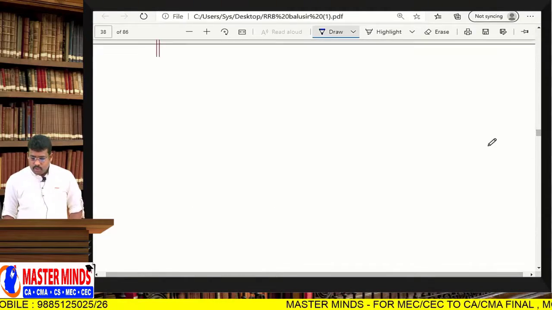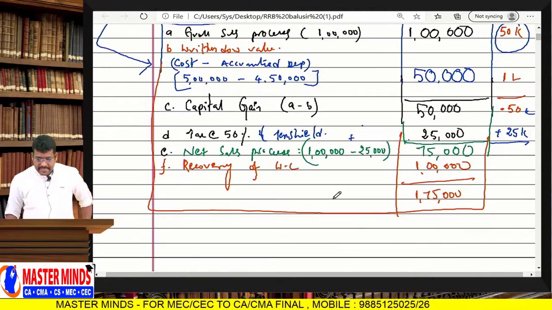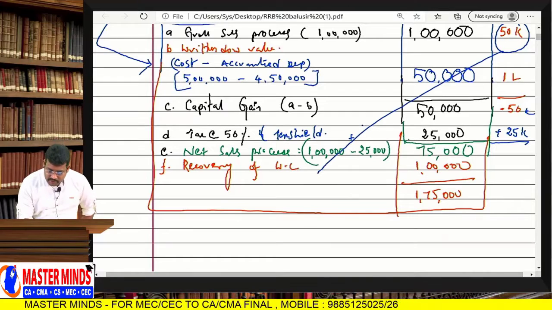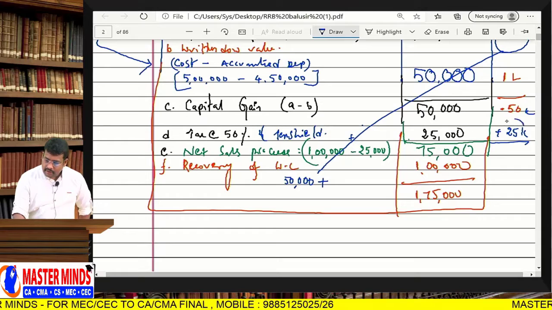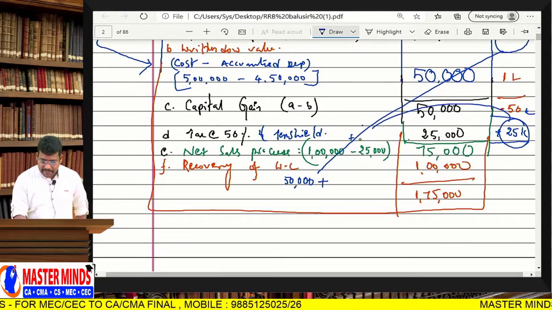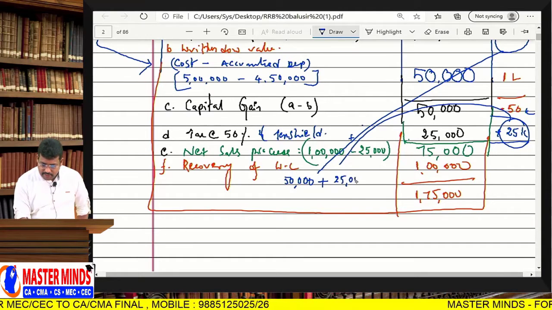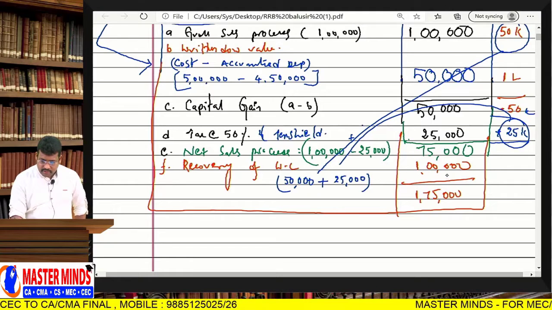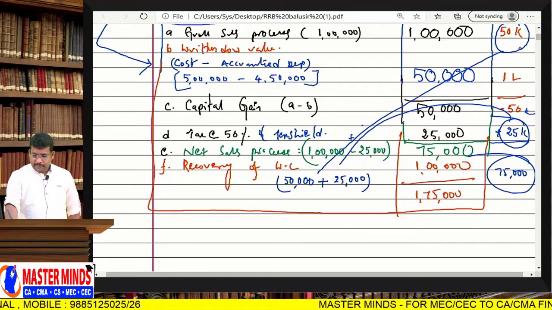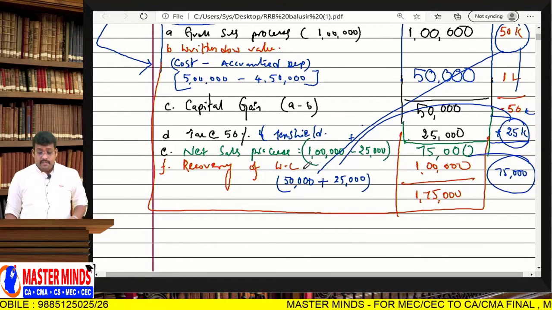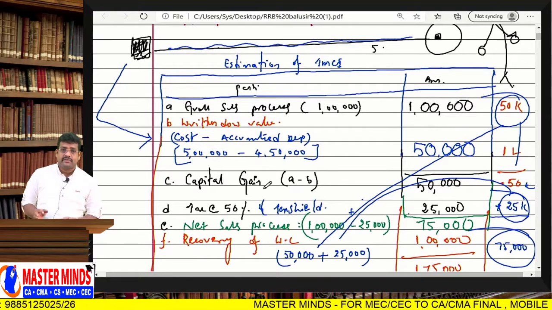In this case, what happened? You sold the asset for 50,000, take that value, and plus the government provides 25,000 tax shield, add 25,000 back to it. So in total, you will get 75,000 rupees. So this would be the net sale proceeds if the procedure is like this. So this is the way you have to find out the terminal cash inflow, dear students.